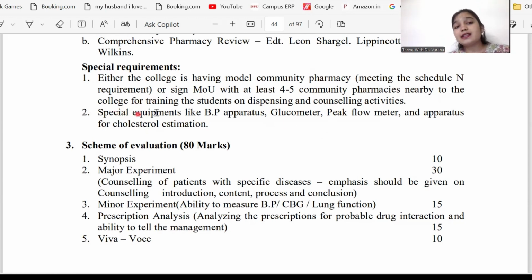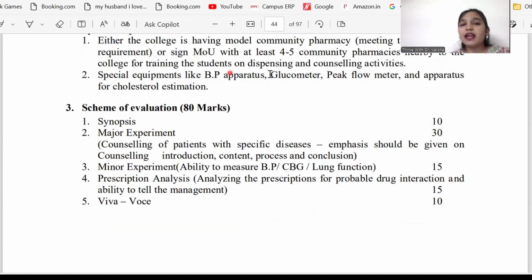And then the second requirement is you will have to learn the BP apparatus, glucometer, peak flow meter, and apparatus for cholesterol estimation. During the annual exam, you will have to perform all this. Synopsis will be there. Again, the synopsis will be based on whatever training you have had and whatever you have studied, from the BP apparatus to cholesterol estimation, as well as from theory, that will be asked.